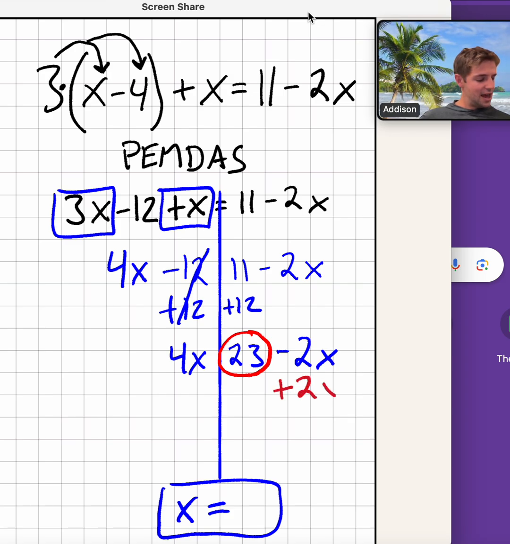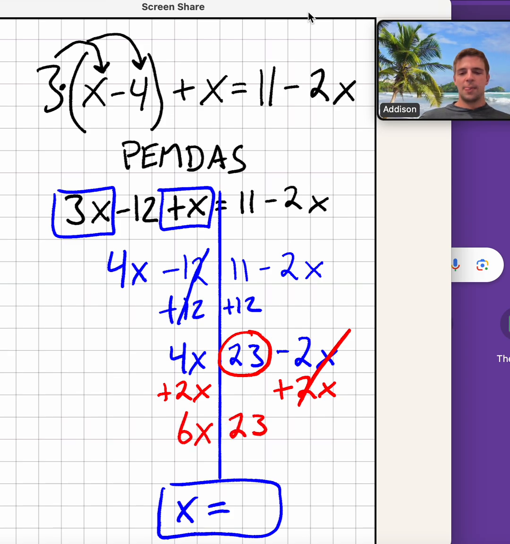The opposite of subtraction is addition. So I'm going to go ahead and add 2x to both sides. That cancels out my negative 2x. On the left, I have 4x plus 2x is equal to 6x. So now I have 6x is equal to 23. So looks like if you can see ahead one step, we're going to end up with a fractional answer, which is fun.